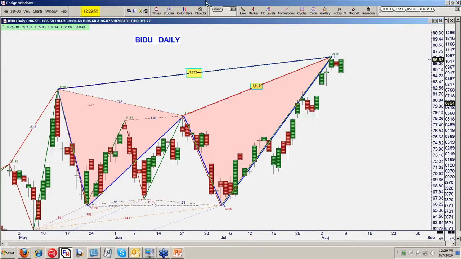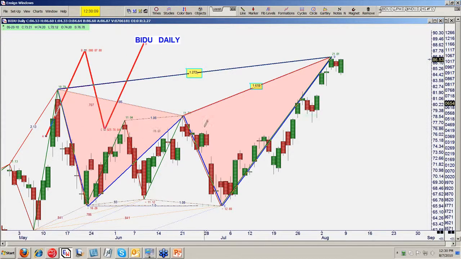Now here let me just show you. Here's an A, B, C, D in Baidu right here. There's an A point right here. There's A, B, C, D. There it is. There's A, B, C, D. This pattern is built right into the program, so that anytime you want to draw it, you can actually draw it and it'll do it.